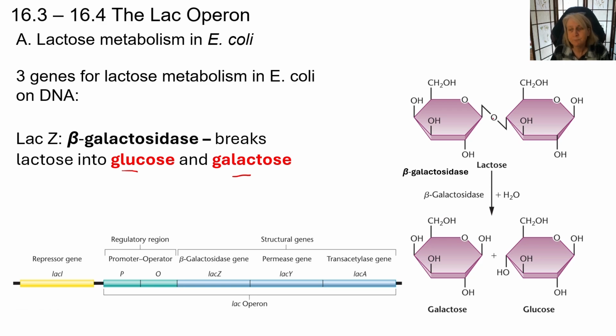Lactose is a dimer. A disaccharide, sorry. It's a disaccharide. There are 2 monomers involved in lactose. When lactose is exposed to beta-galactosidase, it breaks those 2 monomers in half. This glucose is what the cell really, really loves.